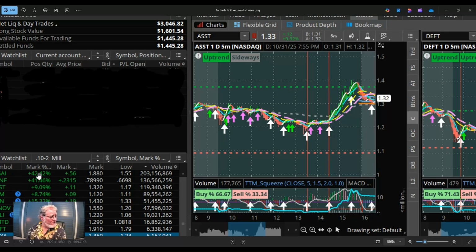Now I use mark on all these because if you use net percent change or net change or net, they won't work in pre-market. They usually come up 0. Some of them work, some of them don't. So I discovered that mark works in pre-market. So I use it all the time because I'm not going to switch back and forth.